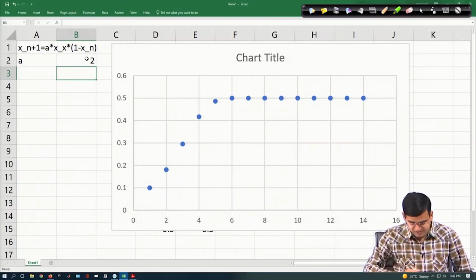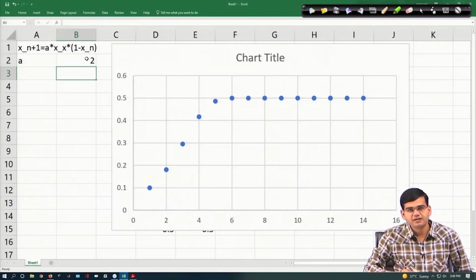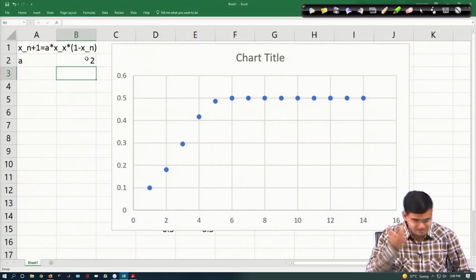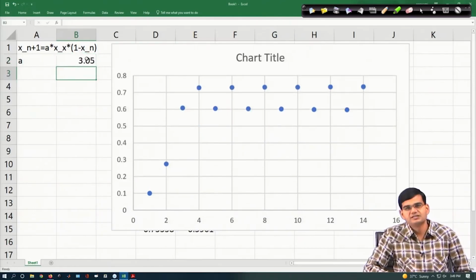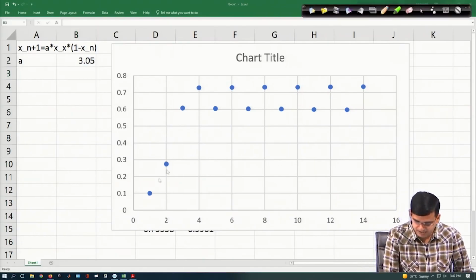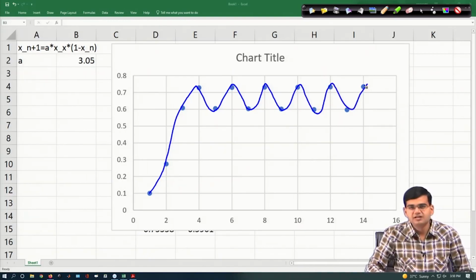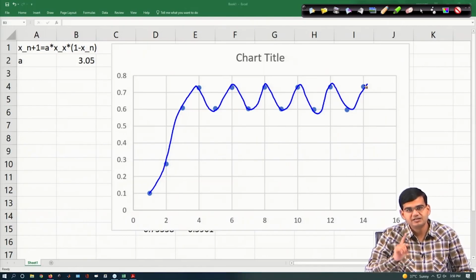Now, the question is what happens when you go beyond 3. Let us punch in some value which is more than 3, say 3.05. What do I see? Well, I see an interesting behavior: there is an initial dynamics, and once that initial dynamics is finished, you start seeing oscillations. This happens at the value of the parameter which is greater than 3. Let us see why this happens.